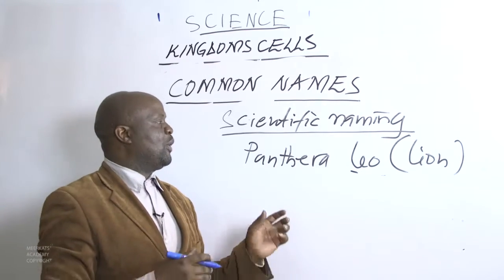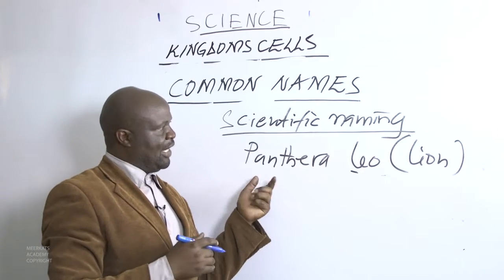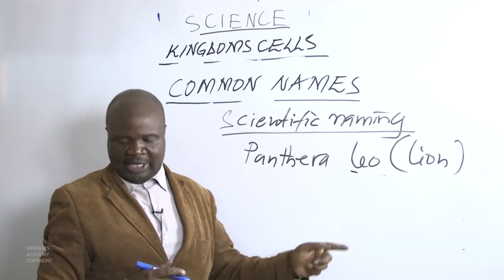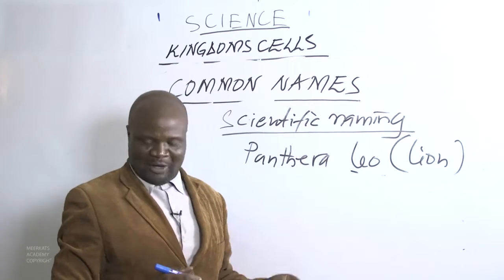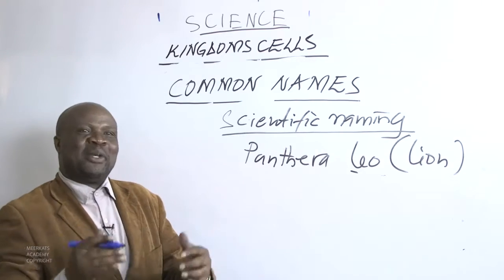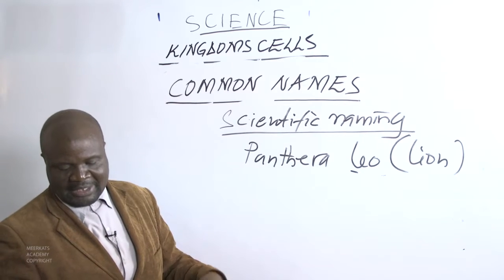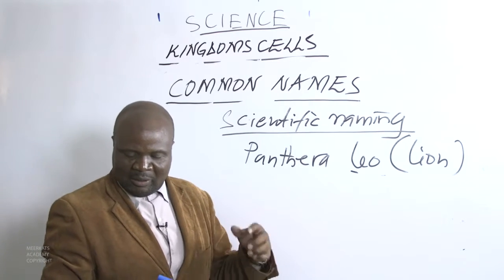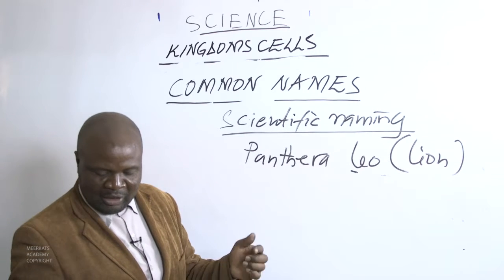If you are typing, you type these letters in italic. The first one, you start with the capital letter. The second one, you start with the small letter. So we can say Panthera leo is the scientific name of a lion. We can pick other organisms that belong to the same genus, but they are different species.